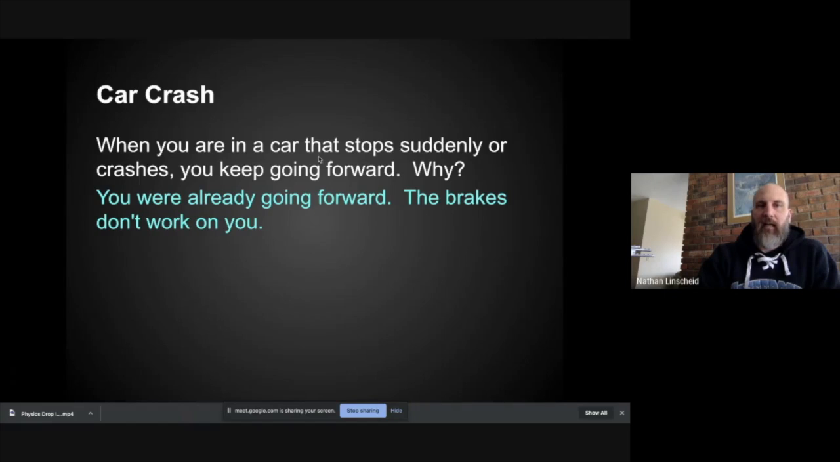And the last slide here, this actually is a Newton's first law question. When you are going in a car that stops suddenly or crashes, you keep going forward. Why? Keep going forward because you already were going forward. The brakes are stopping the car, not you. Your seatbelt is there to keep you from going forward.